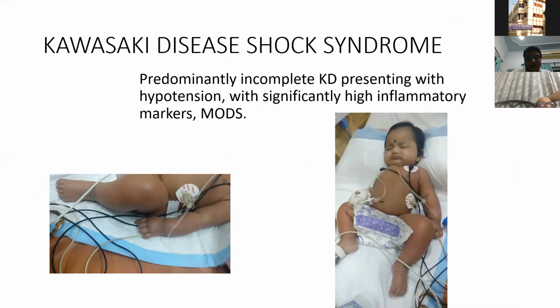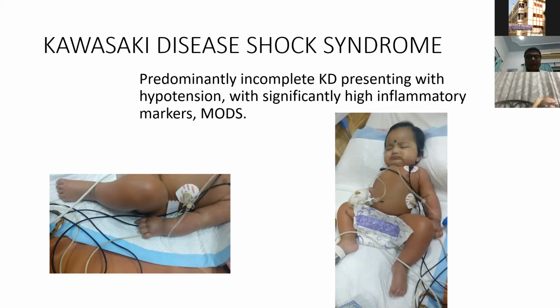Again, an entity which is gathering ground recently, the Kawasaki disease shock syndrome. So this is because of the associated myocarditis. So these are the patients who have severe myocarditis. Actually, there was an interesting paper from Dr. Najib Dada from Toronto. So he said that Kawasaki is not only coronary arteritis, it is also myocarditis. And what he said, untreated Kawasaki disease has around 20 to 25% incidence of coronary artery involvement. So that is from the historical cohort when we were not giving IVIG, when IVIG was not a known treatment. But with IVIG, definitely it has come down to less than 5%, 1 to 5%. But what he says is that almost all patients of Kawasaki have some amount of myocarditis.